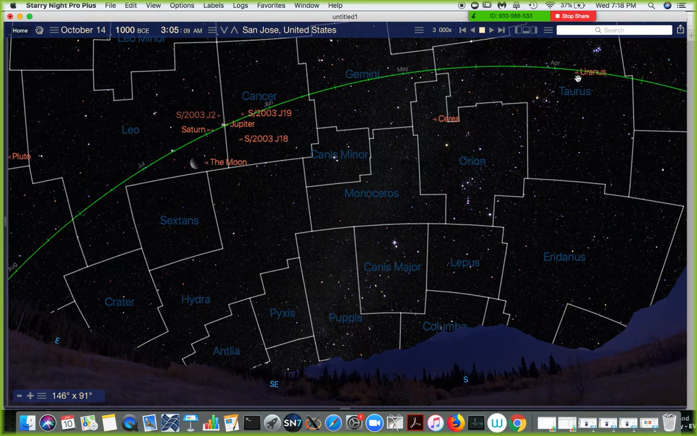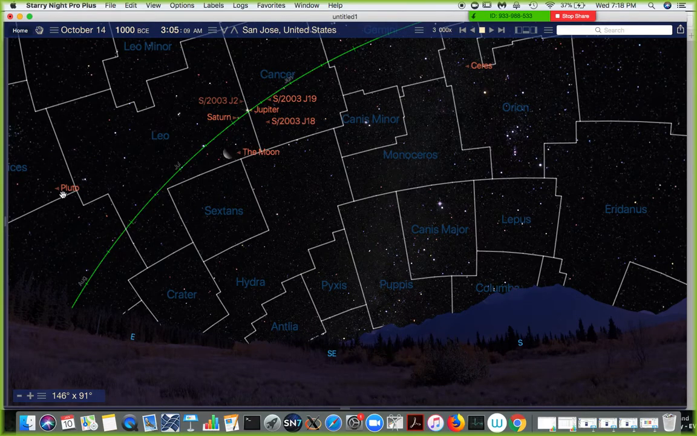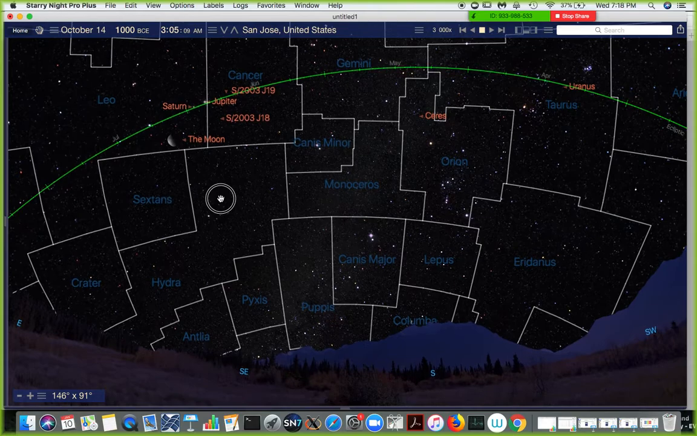Uranus is here. It's very faint, so we can't see it. Pluto, poor Pluto, is not a planet anymore. It's a dwarf planet. But Saturn is right there. Jupiter is there. See that? Jupiter is right there. And Saturn.